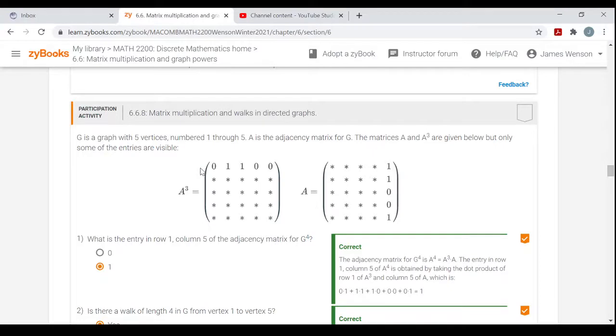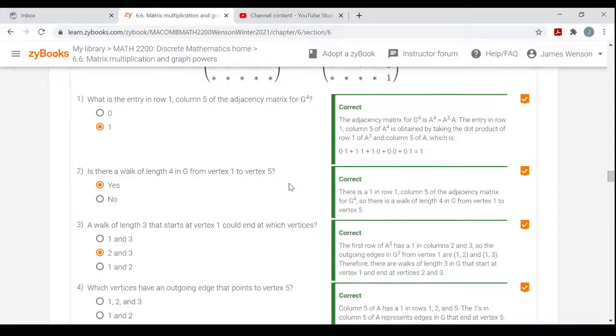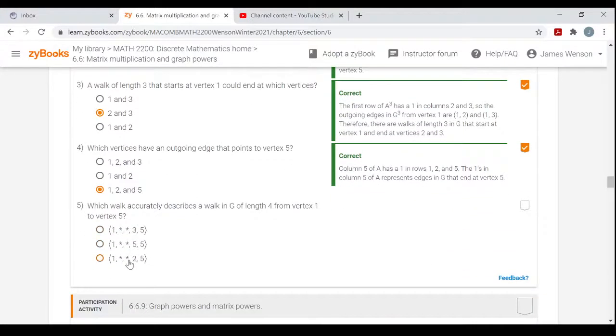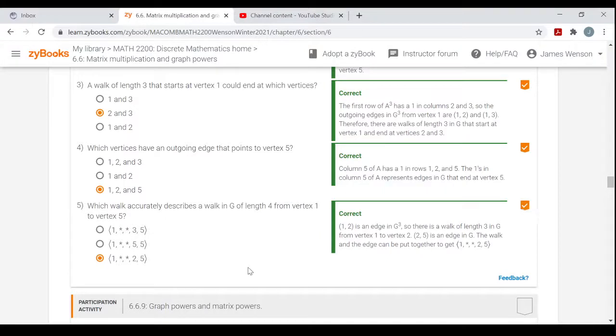If I can go from 1 to 3 with a walk of length 3, but then you can't go from 3 to 5 with a walk of length 1. So you can't do a walk of length 4 from 1 to 5 going through vertex 3. You'd have to go from 1 to 2 and then from 2 to 5. So the only one of these that makes any sense at all is this last one, to create your walk of length 4 from 1 to 5.